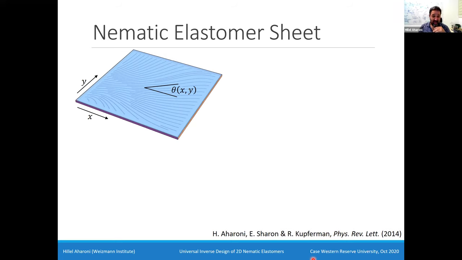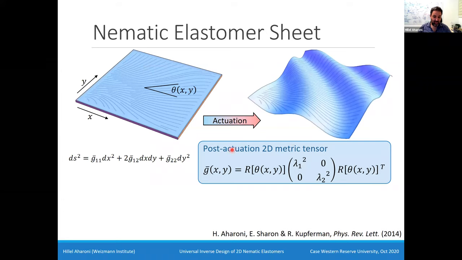And now this is a solid flat material. If I actuate it, then this portion of the material will shrink along this direction, and this will shrink along this direction, and this will shrink along this direction. Every point will shrink along the local director field at that point. And when it all happens, you get a new geometry, a new metric tensor, which you can write like this.